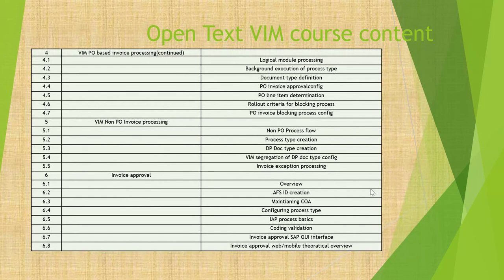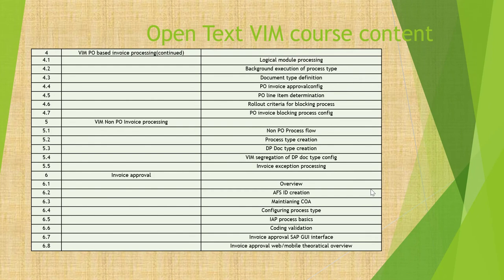So like the MIRO, MIR4, displaying the document, posting the document, MIRO. Payment version approval configuration. We discussed the three-way match. And PO line item determination: how the system will determine the line item on the PO, how those line items will be determined and updated in VIM, right? Because it is an automation process, we have to determine it.